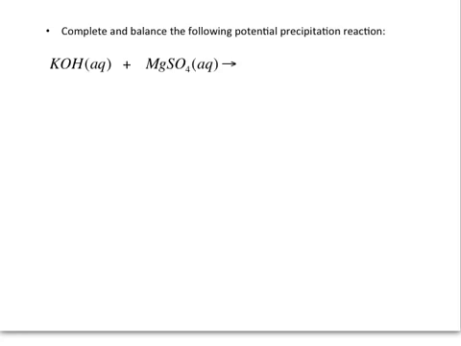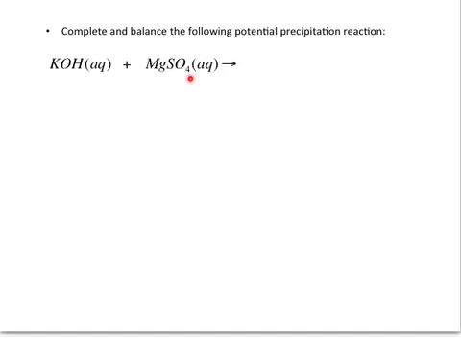So, we're given potassium hydroxide and magnesium sulfate, and we want to predict what the products of this potential precipitation reaction are. And the reason I say potential is because if both of the products are soluble, then no reaction is going to happen. So once we predict the products, we'll have to look at our solubility rules and determine whether the products are soluble or insoluble.